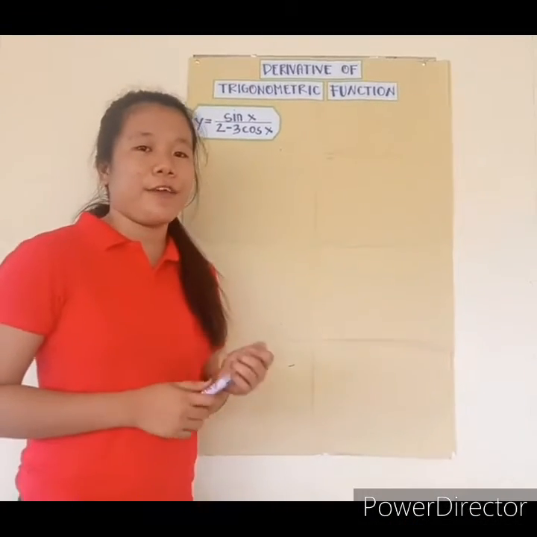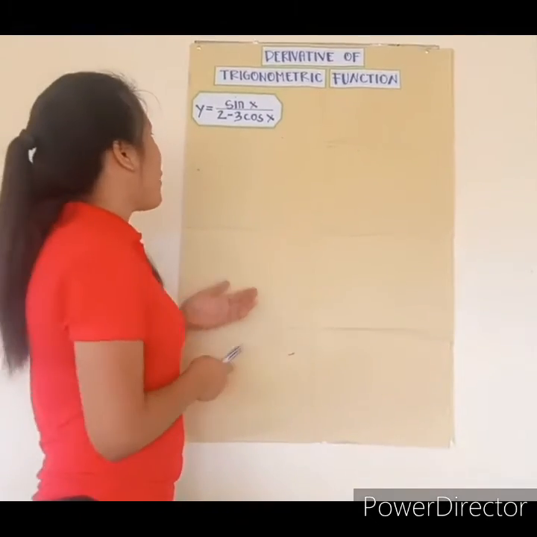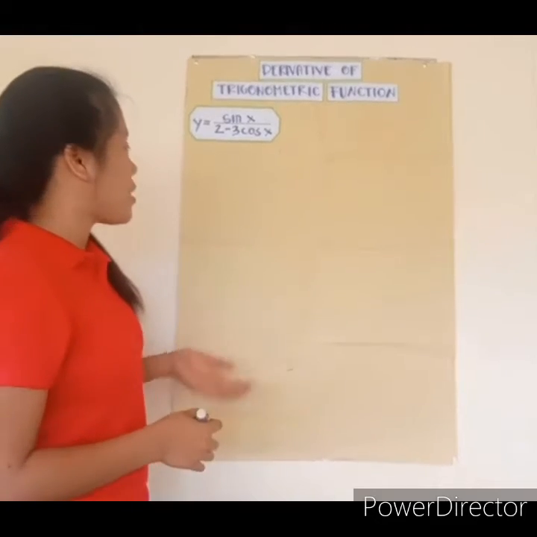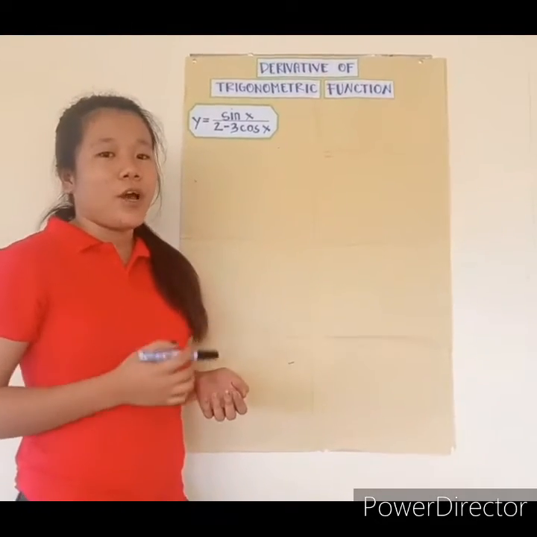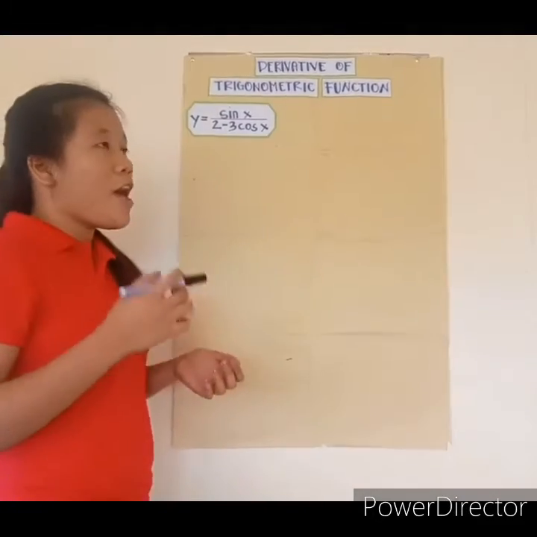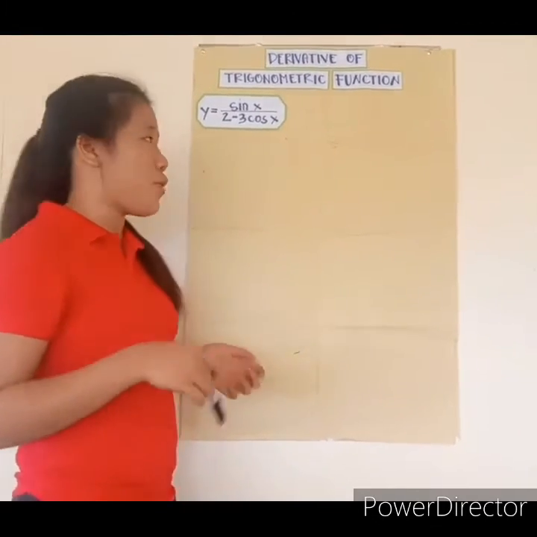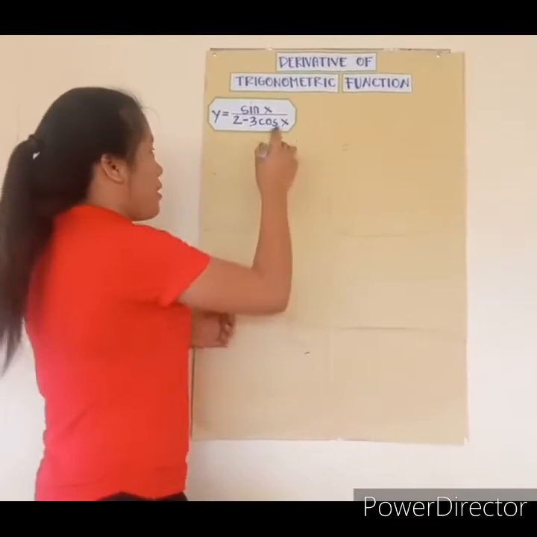And now, we have here an example of derivative of trigonometric function, which is our equation: y is equal to sin x over 2 minus 3 cos x. Because our equation is a fraction, we need to use the quotient rule to derive this problem, which is f derivatives times g minus g derivatives times f over g squared, where our f is our numerator and our g is the denominator.